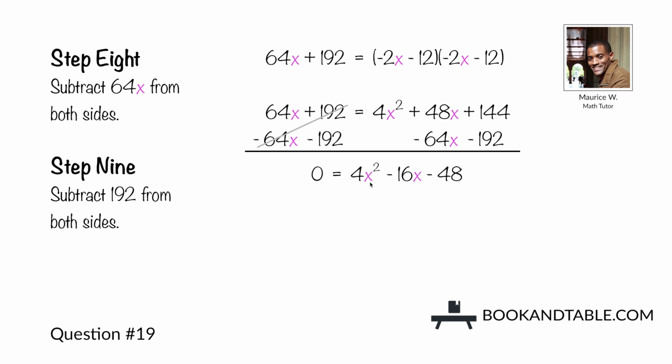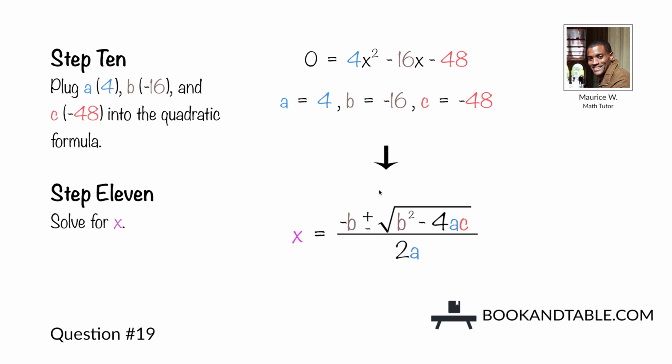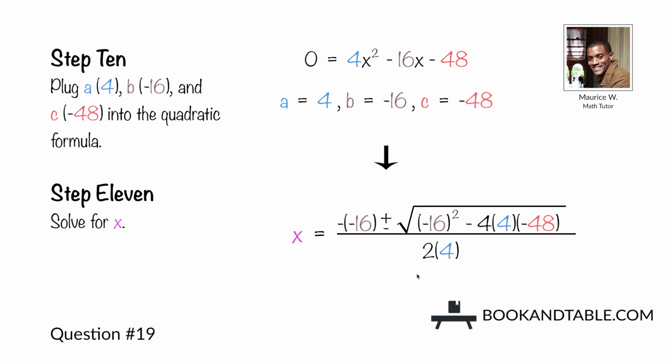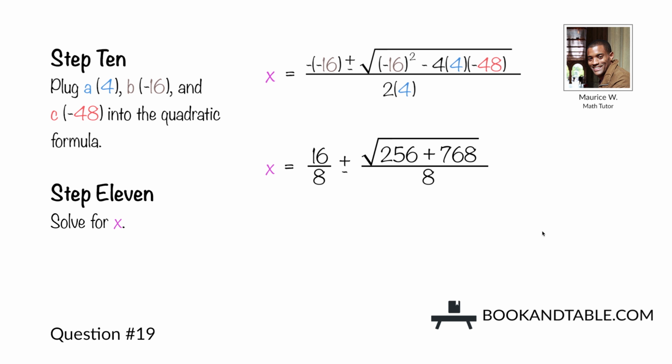Now here, you can extract the 4 from each term. But let's say you don't notice that. You can still utilize the quadratic formula at this step to solve for x. So step 10, plug a, which is 4, b, which is negative 16, and c, which is negative 48, into the quadratic formula. And when you do, you get this, negative 16 in for b, 4 in for a, and negative 48 for c. So that's the expression that we want to evaluate.